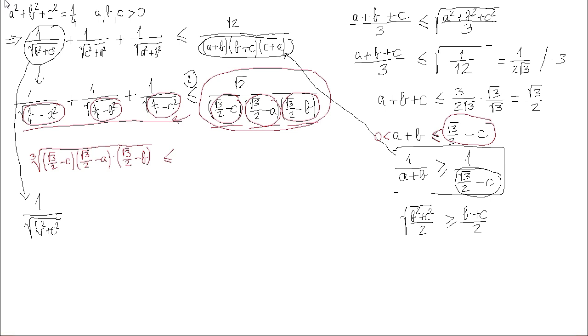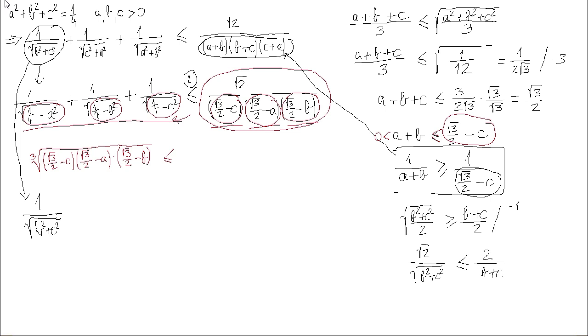Or maybe we can, no, let me see. Okay, if we take this to the -1, we get square root of 2 over square root of b squared plus c squared less than or equal to over b plus c.